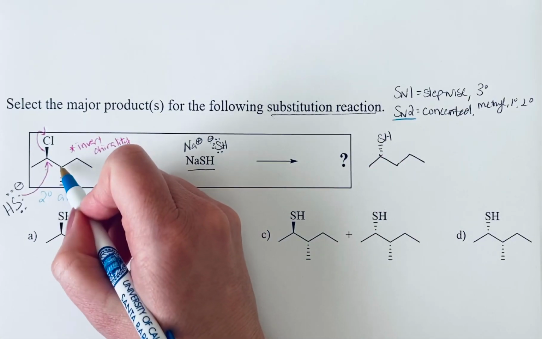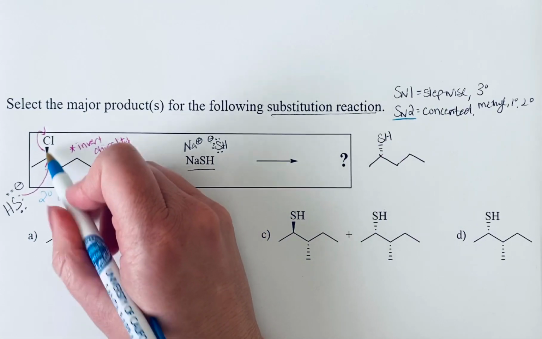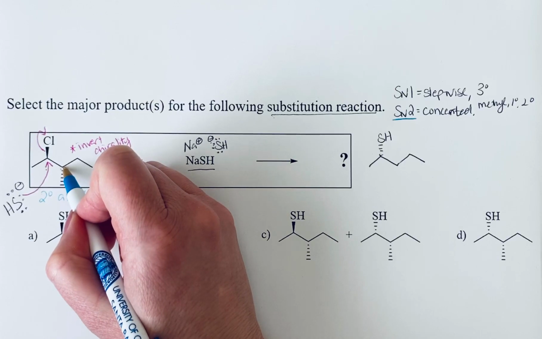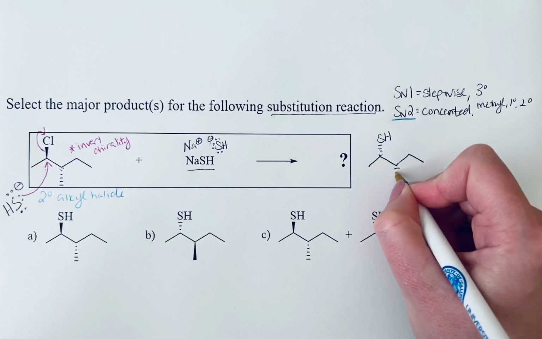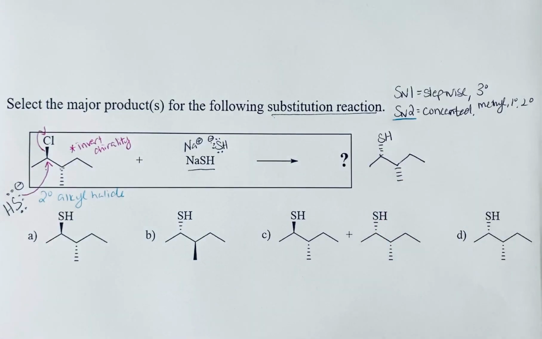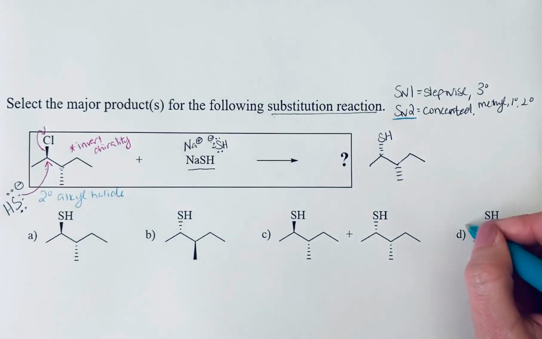And we have another chiral center here. We're not showing anything reacting at that center, so there's no reason that that would change. So that methyl group was going into the plane of the page, and it is still going into the plane of the page. And so the correct answer here is D.